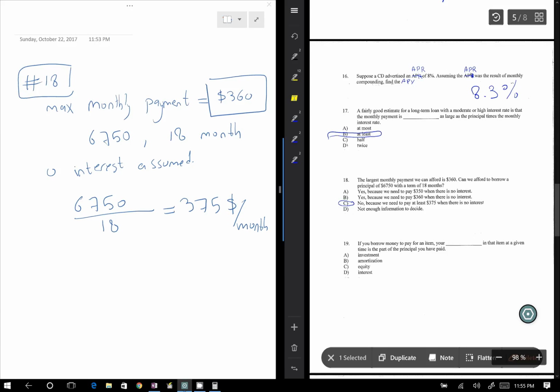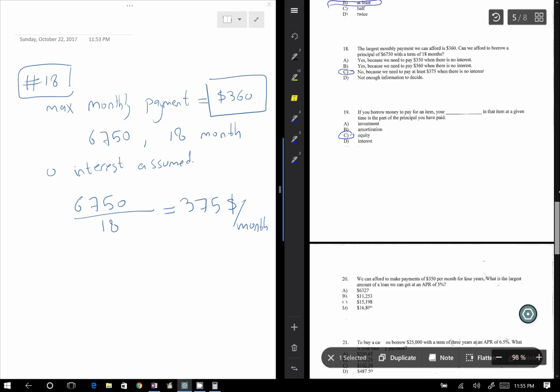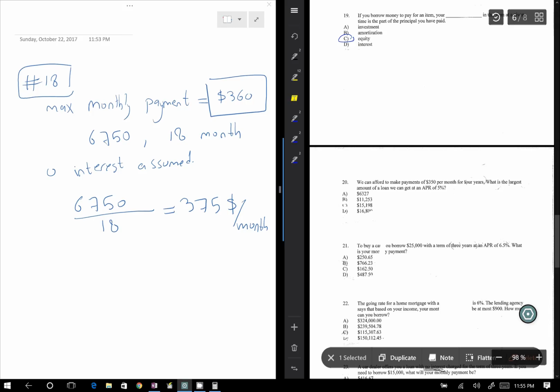Okay. If you borrow money to pay for an item, your blank in that item at a given time is the part of the principal you have paid. Your equity in that item at a given time is the part of the principal that you paid. Okay, so let's stop this video and move on to another video.